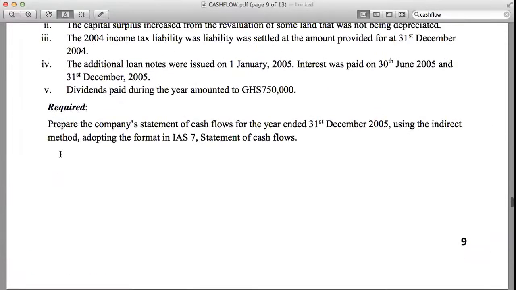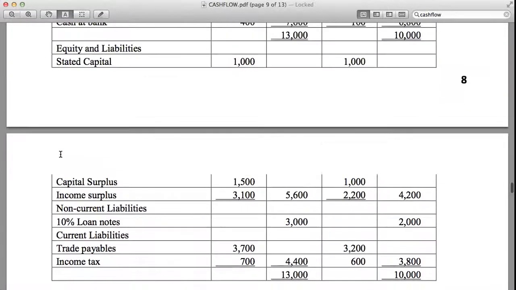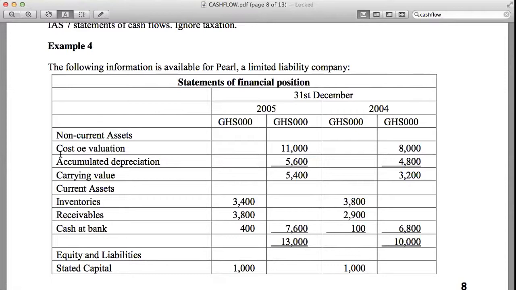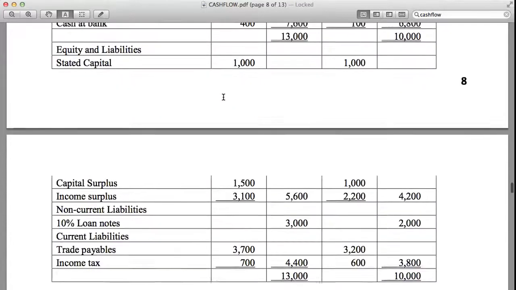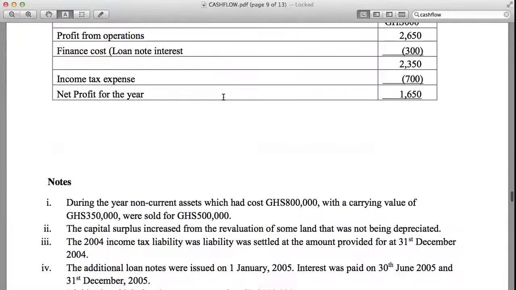So we are doing example 4. Example 4 is Pearl. The following information is available for Pearl Limited Liability Company. The A is not there. In fact, it's supposed to be Pearl Limited, but the A should be deleted from there. Now let's go to the requirement first and be sure that it's a cash flow, to avoid waste of time.